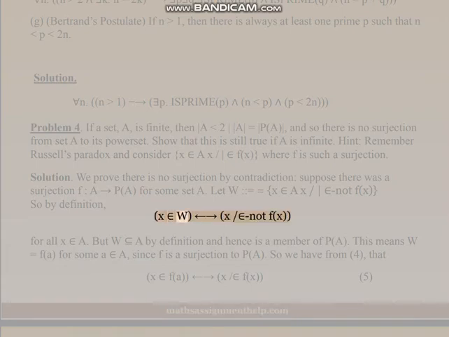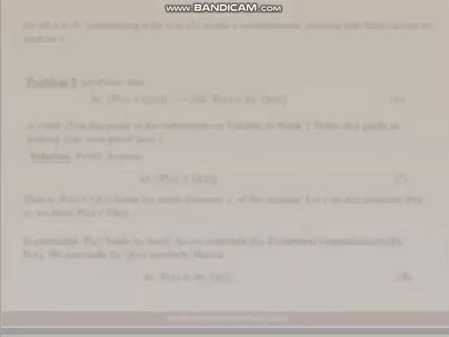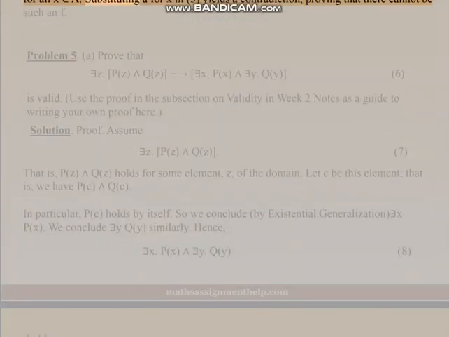x is in W if and only if x is not in f(x), for all x in A. Substituting a for x in 5 yields a contradiction, proving that there cannot be such an f.